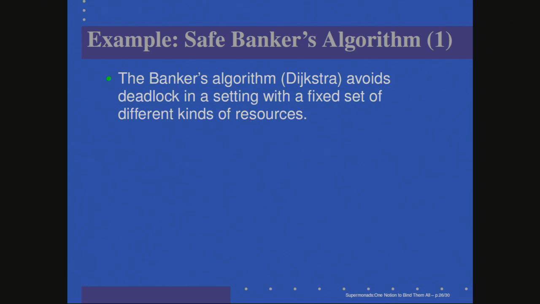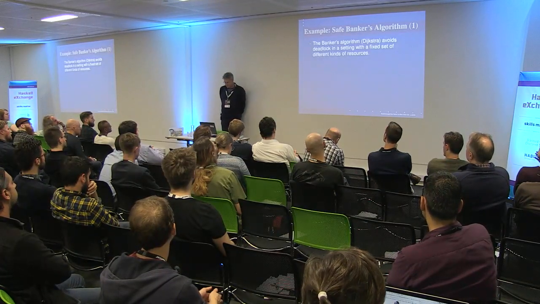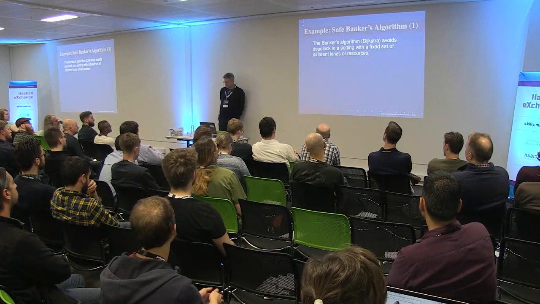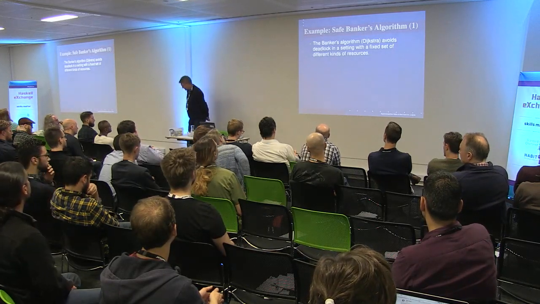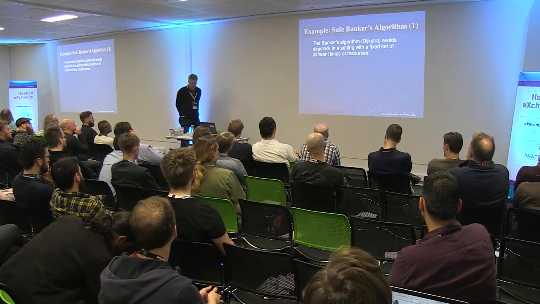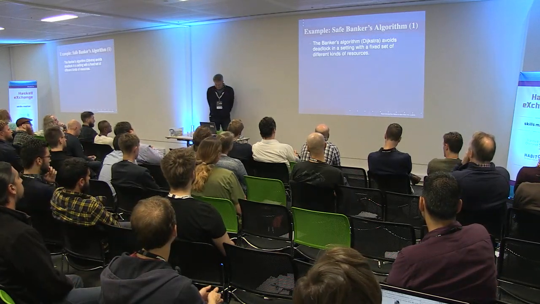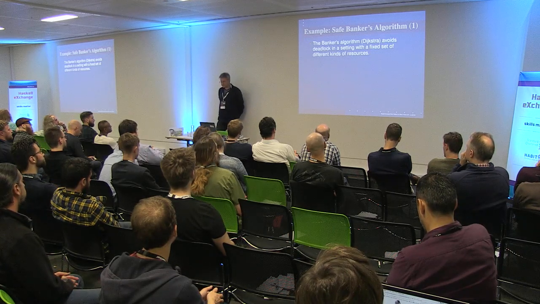I'm going to wrap up by sketching an example. I'm not going to give you lots of code here. But we're going to look at how we can use this framework to implement a safe version of Banker's algorithm. So this is an algorithm due to Dijkstra, and it's about avoiding deadlocks in a concurrent setting where you have a fixed set of resources.